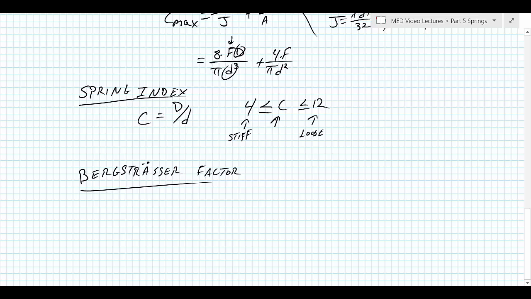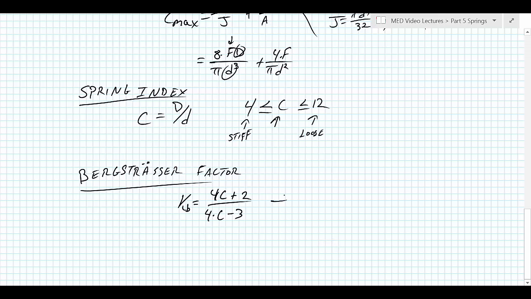So the Bergstresser factor, KB, is 4C, that's the spring index, plus 2 divided by 4 times C minus 3. There's also the wall factor, which is a slight correction to this, but the correction is about 1% difference. So for ease of purposes here, we'll just use the Bergstresser factor. And if you're in a particular context and you see somebody else using a different one, just log it in the back of your mind that there are other ways to go about this.